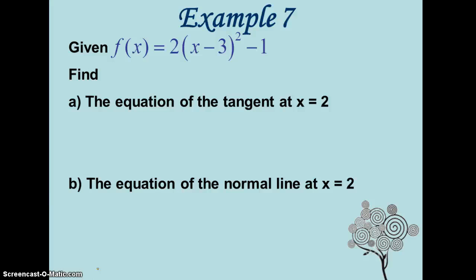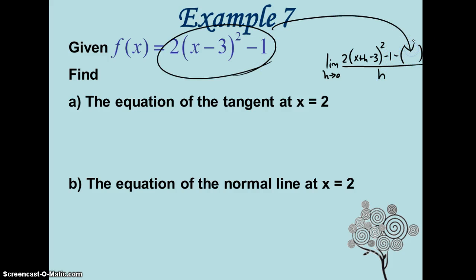Equation of the tangent at 2, equation of the normal line at 2. So first I've got to figure out the slope of the tangent line. So do my whole limit thing. Short on time, so I don't think I'm actually going to be able to do this. And then plug in just the original in there. Expand it all out, get yourself an equation. Once you have your equation, plug 2 into that, and that will give you the slope of the tangent. Once you get that, go opposite reciprocal to get the normal.